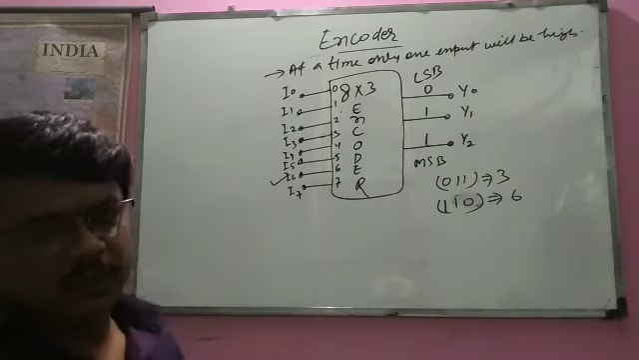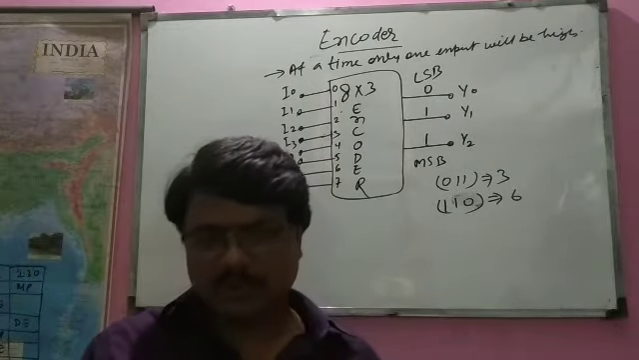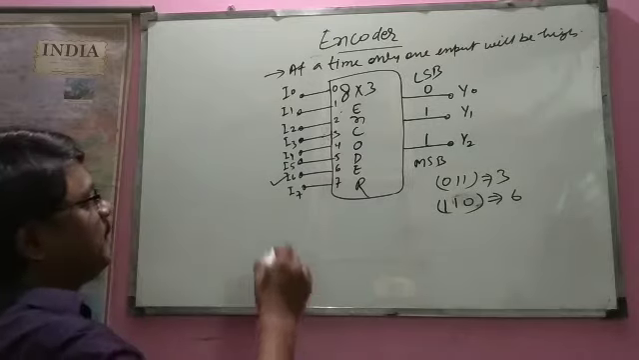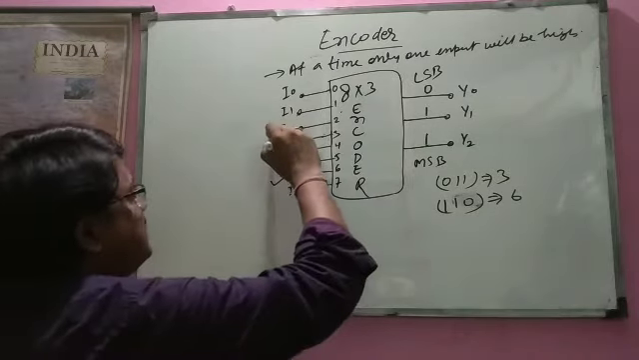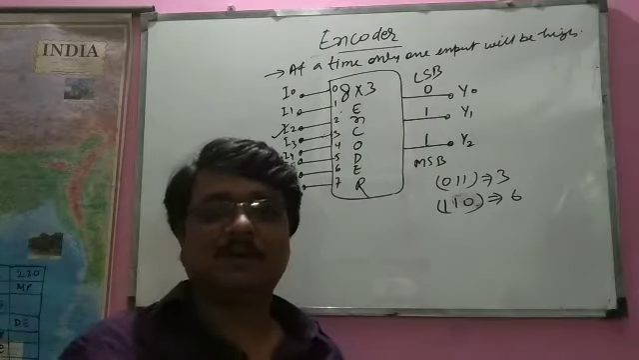This is the simple 8:3 encoder. Let us see what will happen when these two, I2 and I6, both are high. What will happen?